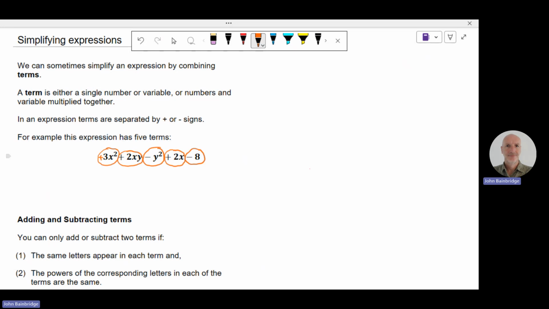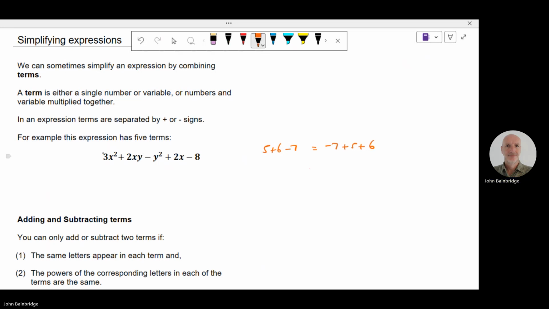When you're manipulating these expressions, you can move these around. It's just like numbers. If I've got 5 plus 6 minus 7, I can turn that around, put the minus 7 at the front, and the plus 5 and the plus 6. It's just like ordinary arithmetic. It doesn't matter which order they come in. So there's 5 terms.